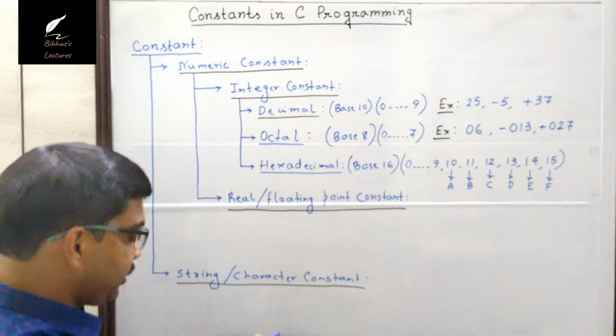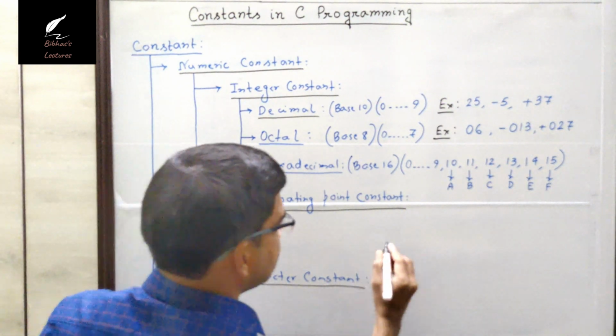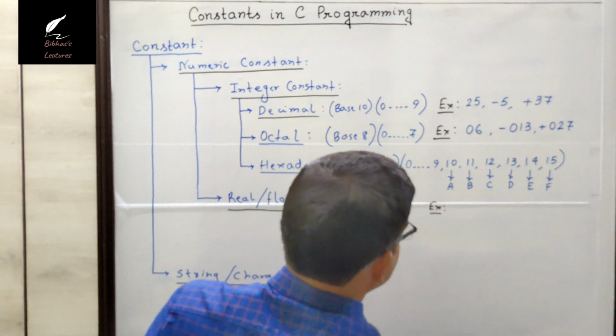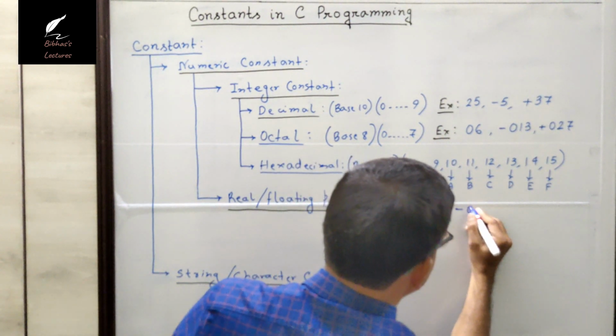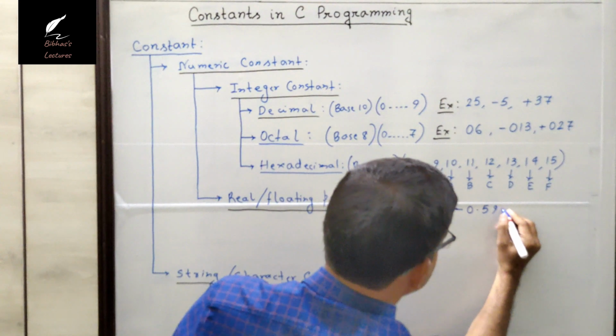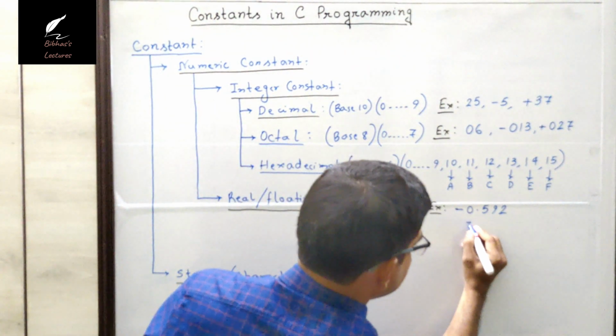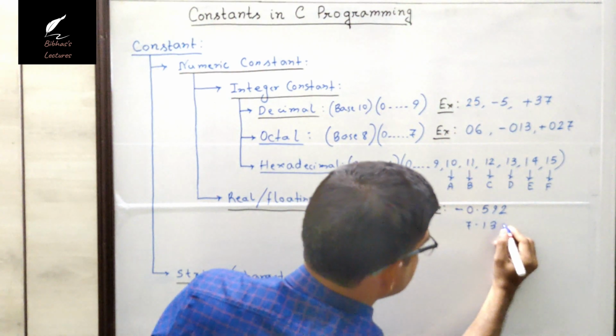Okay. Now for example, the real number example is minus 0.592. So you can see the fractional part is there. Similarly 7.135.